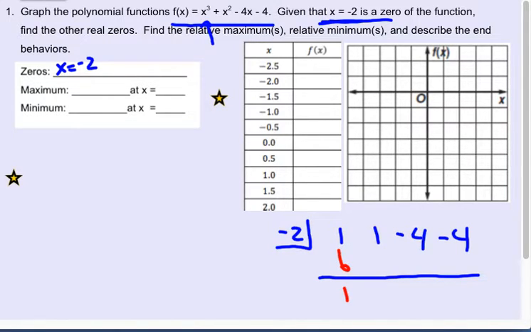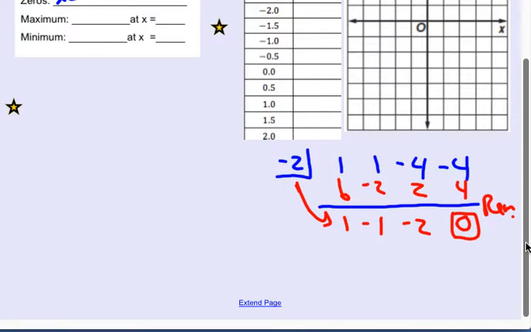So let's break it down. First number we always bring down, that's 1, and then we start multiplying. -2 times 1 is -2. 1 plus -2 is -1. The -2 again here, times -1 is +2. You always add the columns. -4 plus 2 is -2. -2 times -2 is +4. That's good. That adds up to 0. That's my remainder. So it's saying it divides in there evenly.